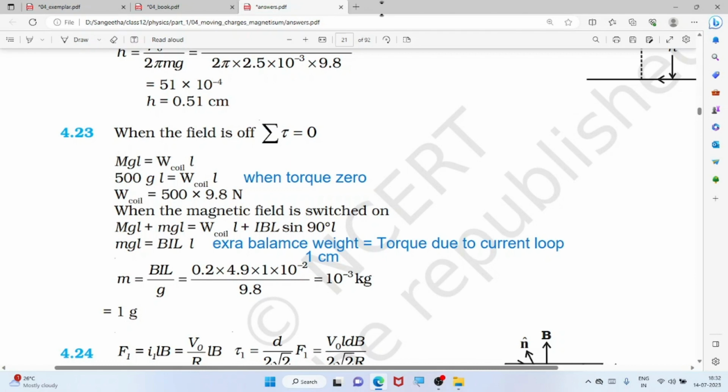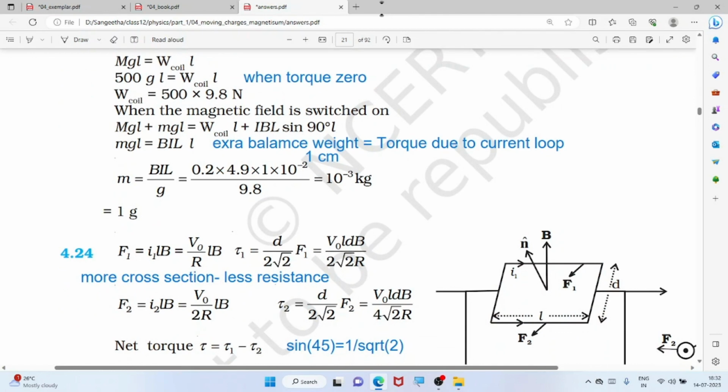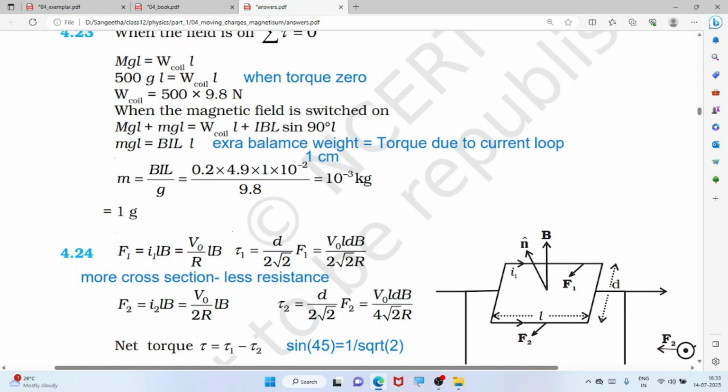So now the weight of the coil they were finding. When you pass the current, the magnetic field is pulling it down. The torque is active, so you have to add this additional weight. Okay, mgl. This additional weight is equal to this force, the extra force which is pulling it down. After solving this, we have to add 1 gram. This is the extra force.